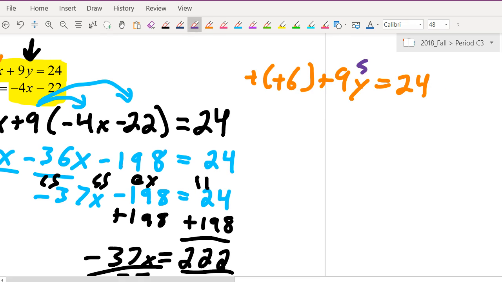So, superstar, co-star, extra. Subtract 6 on both sides.